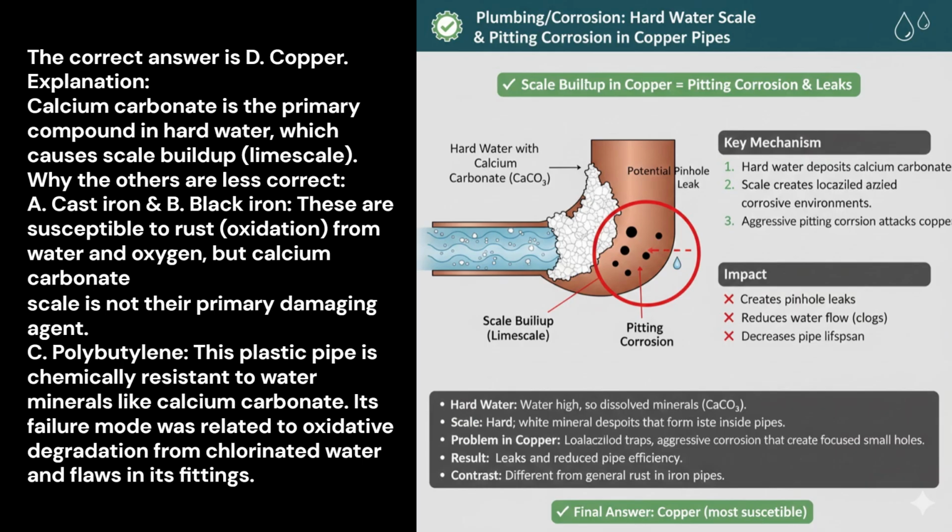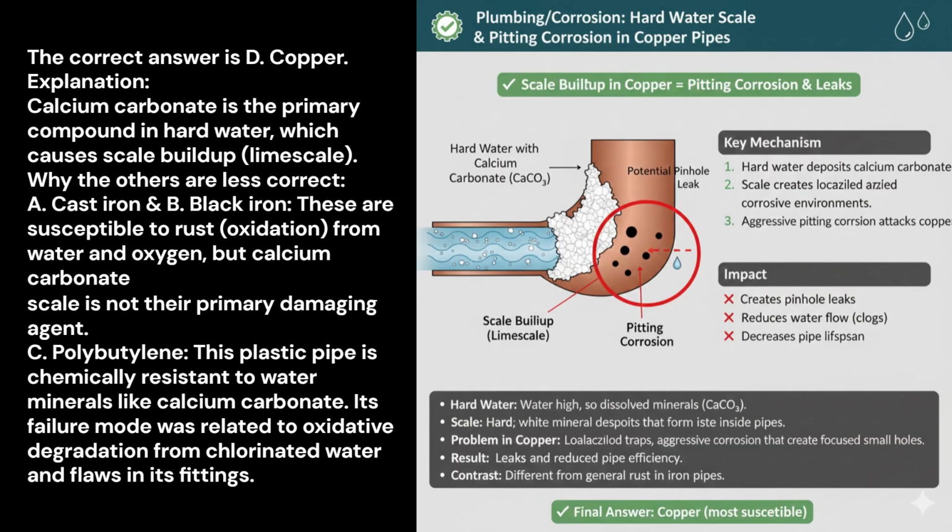The correct answer is D. Copper. Explanation. Calcium carbonate is the primary compound in hard water, which causes scale buildup, lime scale. Copper pipes are particularly susceptible to pitting corrosion in hard water. The scale deposits can create localized, aggressive chemical environments under the deposits, leading to pinhole leaks over time. While scale can build up inside any pipe, it is most damaging to copper in this specific, corrosive manner.